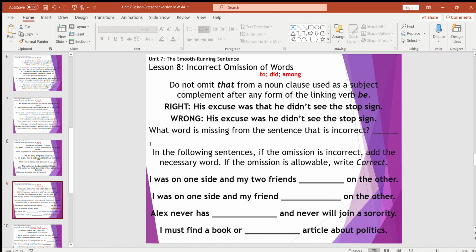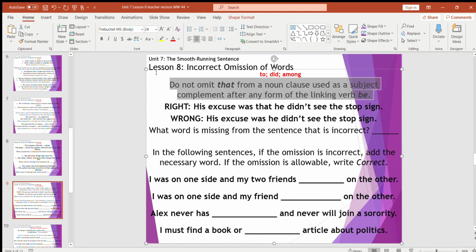Now, circle, star, highlight this one, okay? This one everyone always seems to forget on the test, and I don't know why. Do not omit the word that from a noun clause when it's used as a subject complement after any form of a linking verb be. So it'd be correct to say his excuse was that he didn't see the stop sign. But it'd be wrong to say his excuse was he didn't see the stop sign. Why is the second one wrong? What's the missing word? It needs the word that.